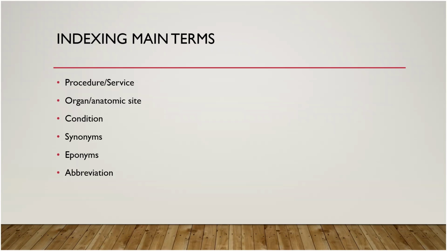In ICD-10, we look at the condition, the illness, the sign, the symptom, abbreviations. We can look at eponyms and acronyms. You never look at the adjectives such as acute or chronic, and you never look at the anatomical site or organ.